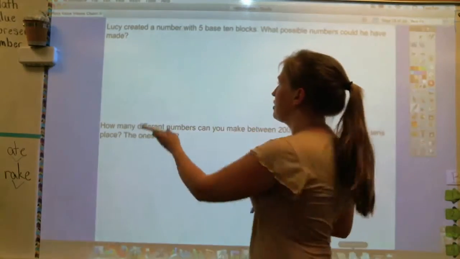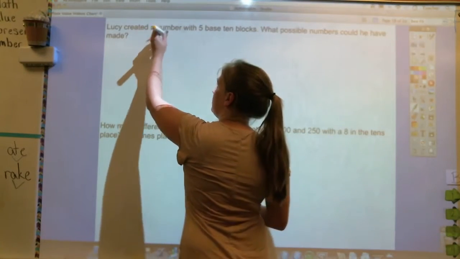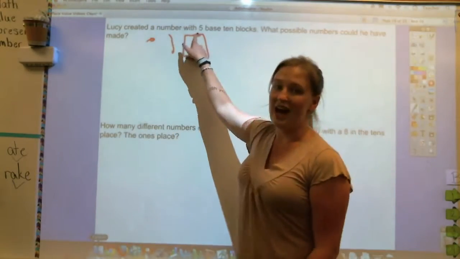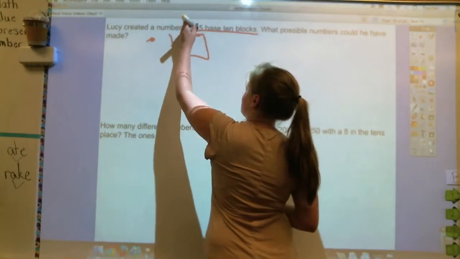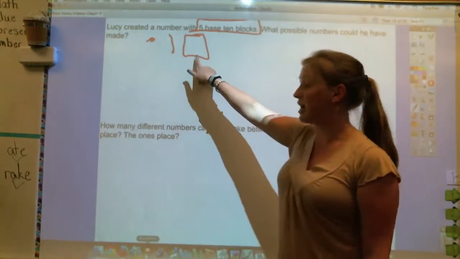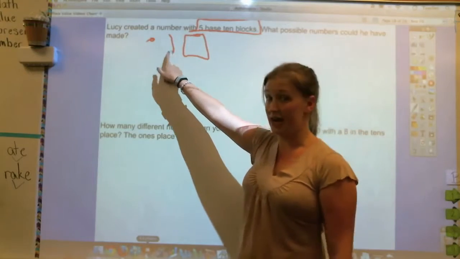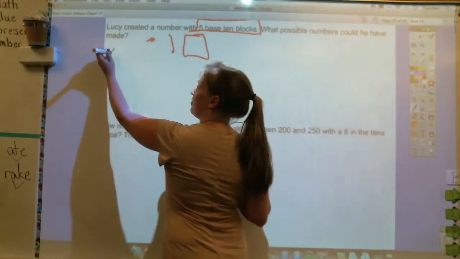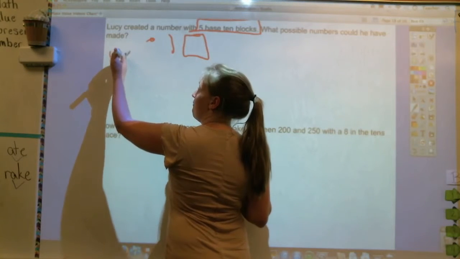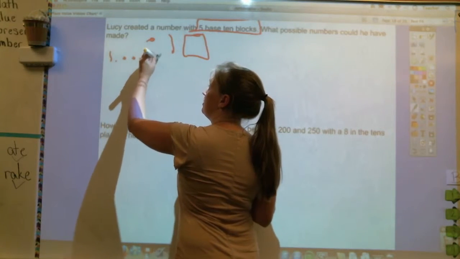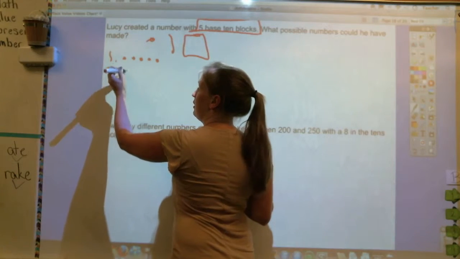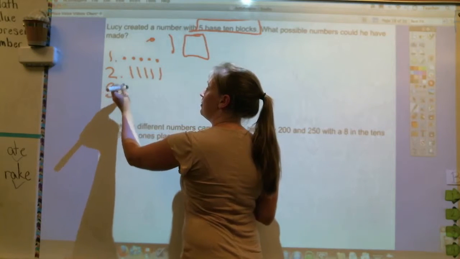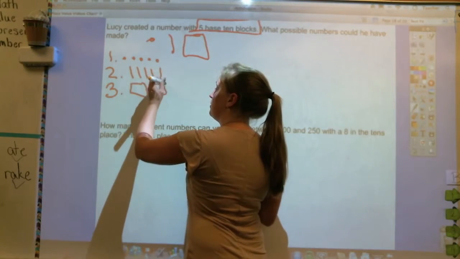Okay, so I know that base 10 blocks there is a 1, 10, and 100. So Lucy has 5 base 10 blocks. It doesn't tell me if she has 5 hundreds, 5 tens, or 5 ones. It could be any combination. So I can start putting those together. For example, she could have 5 ones. She could have 5 tens. She could have 5 hundreds.